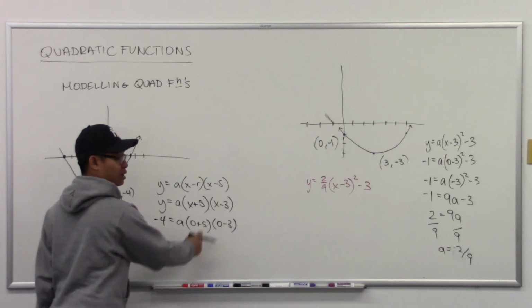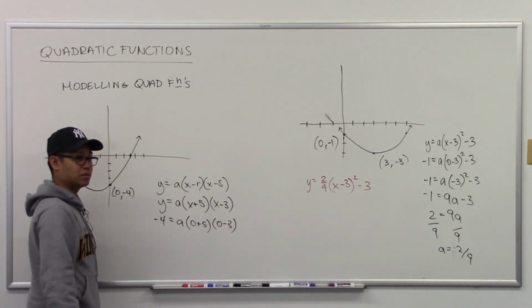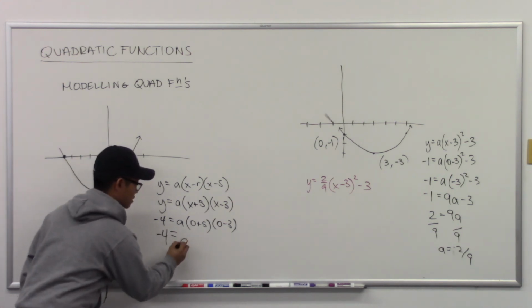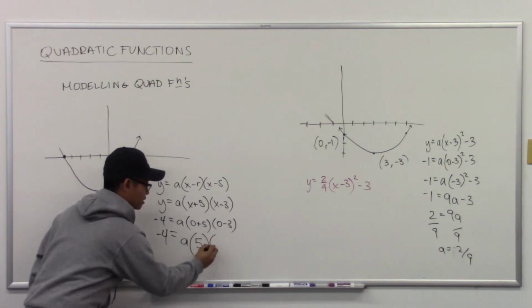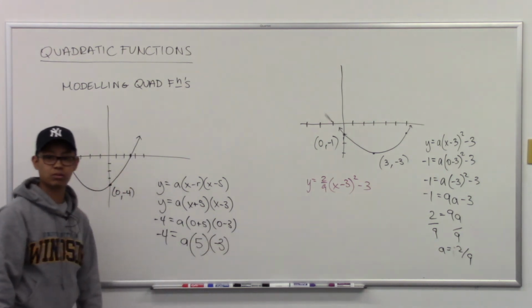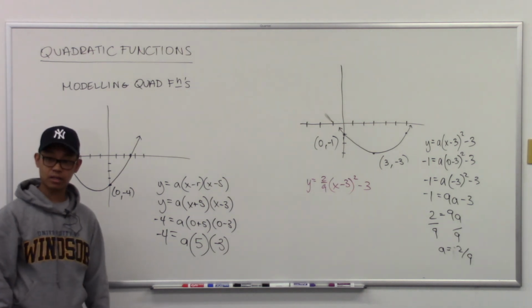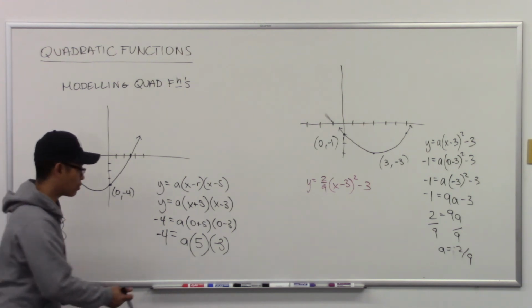Jules, what do I do first in here? It says 0 plus 5, 0 minus 3, -4 equals A. So -4 equals A, and then positive 5, and then -3. Good. Now what do I do? Multiply. Okay, what do I write? -15A. Very good.